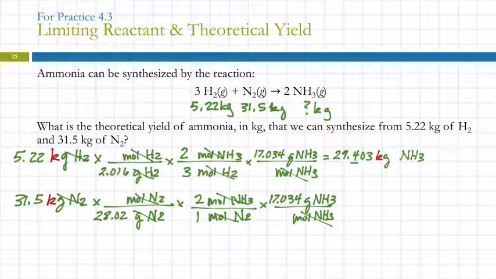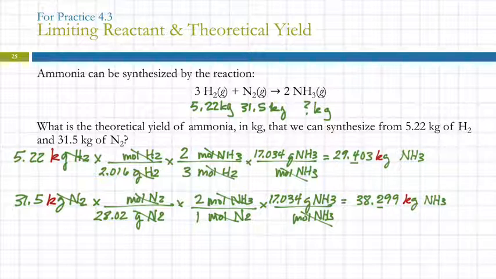So 31.5 divided by 28.02 times 2 times 17.034. This should also have three significant figures. 38.299. And let's not forget my kilo that didn't cancel out. Kilograms of ammonia. Anybody checking my math? Looks right, thank you.